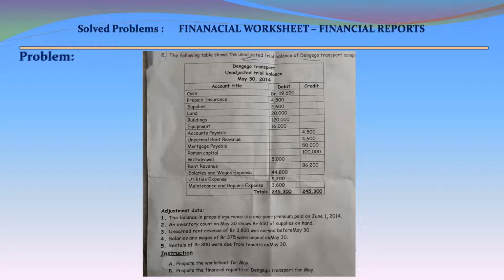Adjustment data. 1. The balance in prepaid insurance is a 1-year premium paid on June 1, 2014. 2. An inventory count on May 30 shows 650 of supplies on hand. 3. Unearned rent revenue of 3,800 was earned before May 30. 4. Salaries and wages of 375 were unpaid on May 30. 5. Rentals of 800 were due from tenants on May 30. Instructions: A. Prepare the worksheet for May. B. Prepare the financial reports of Dengigo Transport for May.